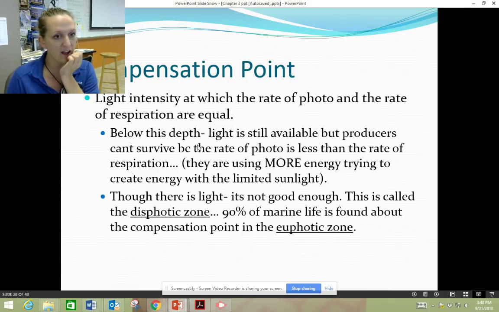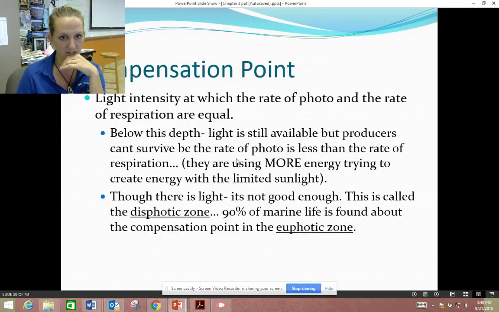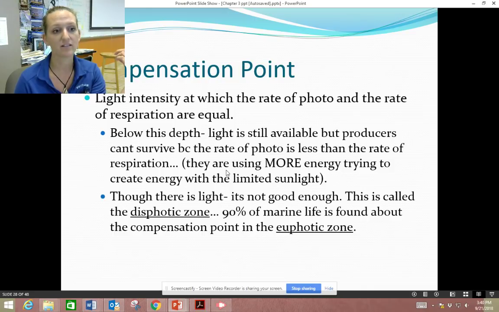So below the compensation point depth, they will have light, but it will not be enough to do photosynthesis. However, they still will be trying to keep themselves alive. Therefore, they are using more of their energy source to keep themselves alive than they are making. That puts them in a huge productivity and biomass debt, and they're going to die. Above this, you're fine. Your sunlight is good enough. Though there is light below, it's not good enough.